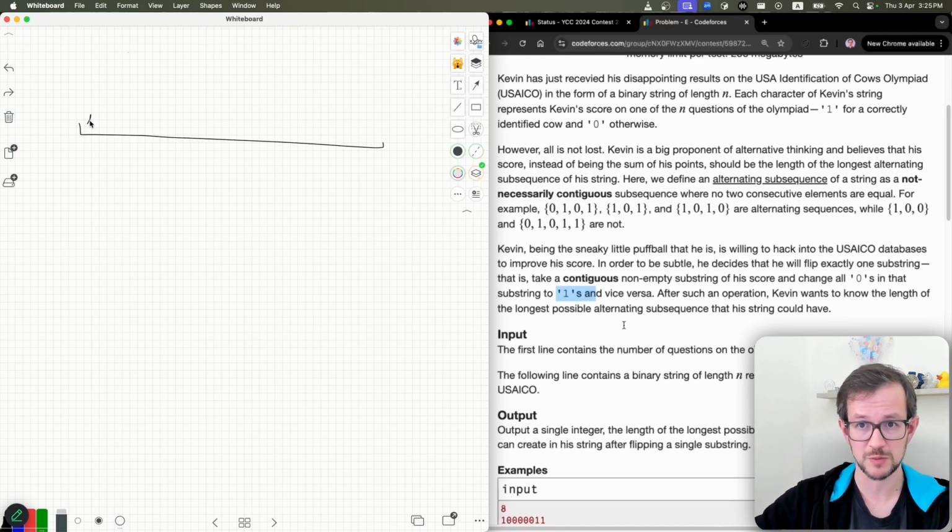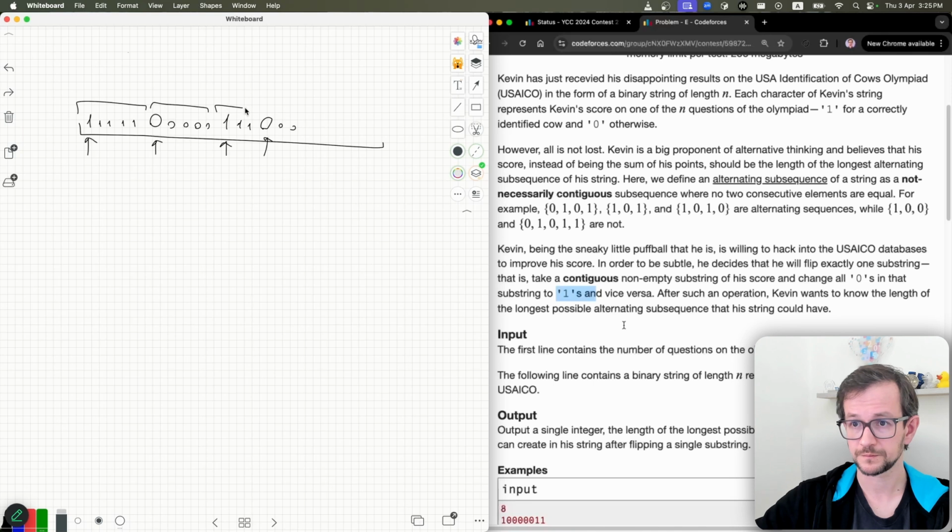We pick the first element, for example 1. Then we have some elements equal to 1, and we skip them. Then we pick element 0, then the next element. Then we have some zeros, we skip them, pick 1 again, and so on. So basically, we have some groups of equal elements, and from every group we can pick only one element. The length of the longest alternating subsequence is just equal to the number of these groups of equal elements.